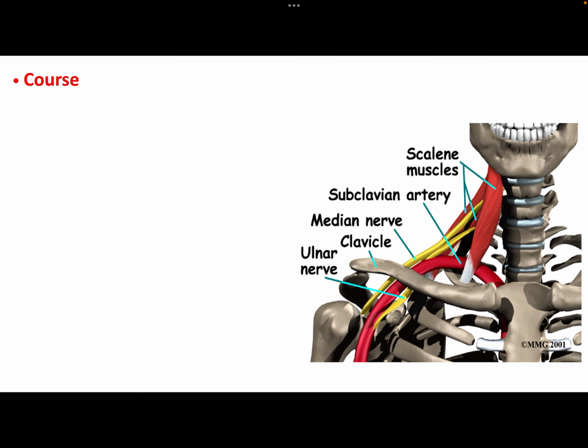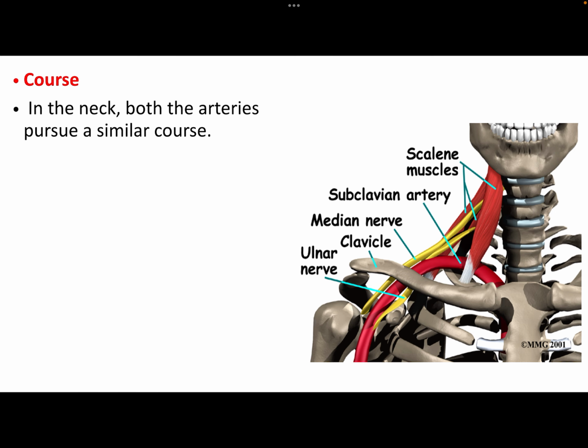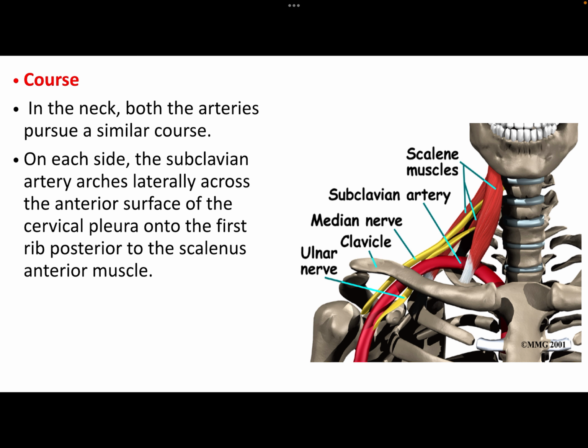The next one, the course of subclavian artery. In the neck, both the arteries pose a similar course. On each side, the subclavian artery arches laterally across the anterior surface of the cervical pleura onto the first rib, posterior to the scalenus anterior muscle.